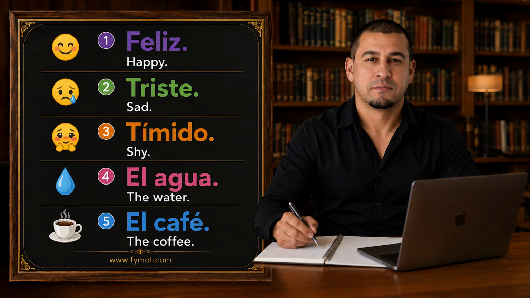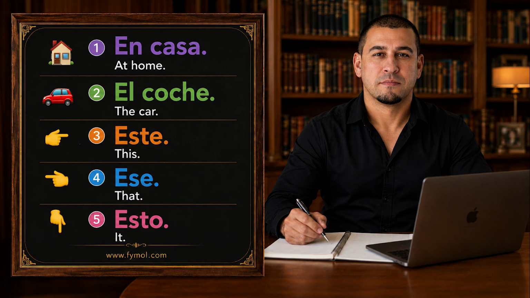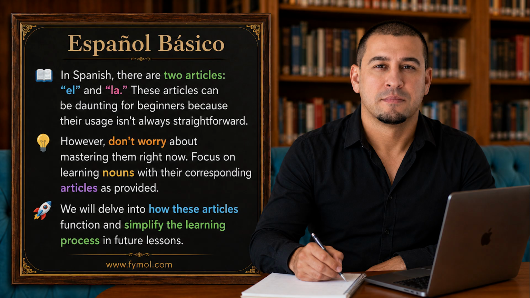Feliz, happy, triste, sad, tímido, shy, el agua, the water, el café, the coffee, la casa, the home, inglés, English, el fútbol, the football, aquí, here, allí, there, equivocado, wrong, en casa, at home, el coche, the car, este, this, ese, that, esto, it. In Spanish, there are 2 articles, el and la.